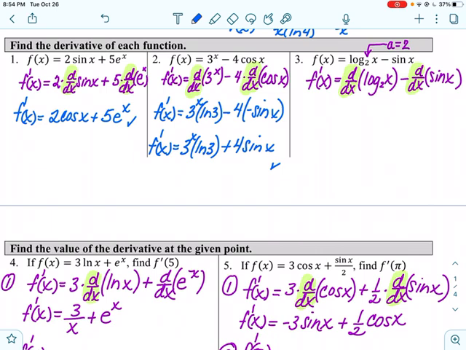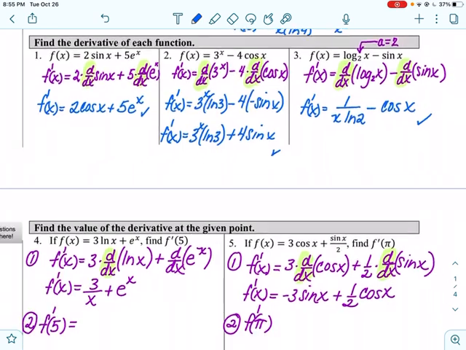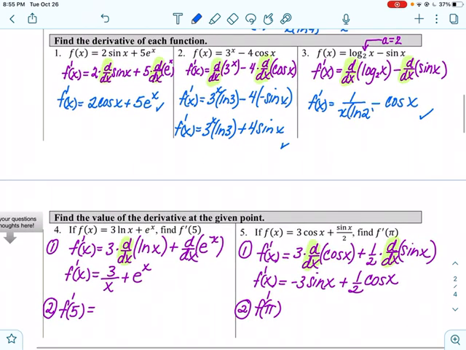Then for the last one, we have f of x is equal to log base 2, so a is 2 for this one. So the logarithm, I have f prime of x, the derivative of log base 2, would then be equal to 1 over x times ln of 2 minus the derivative of sine x, which is cosine x. Okay, now we can always take a little bit of time to manipulate things, but that would be our final answer. We could get a common denominator if we wanted to.